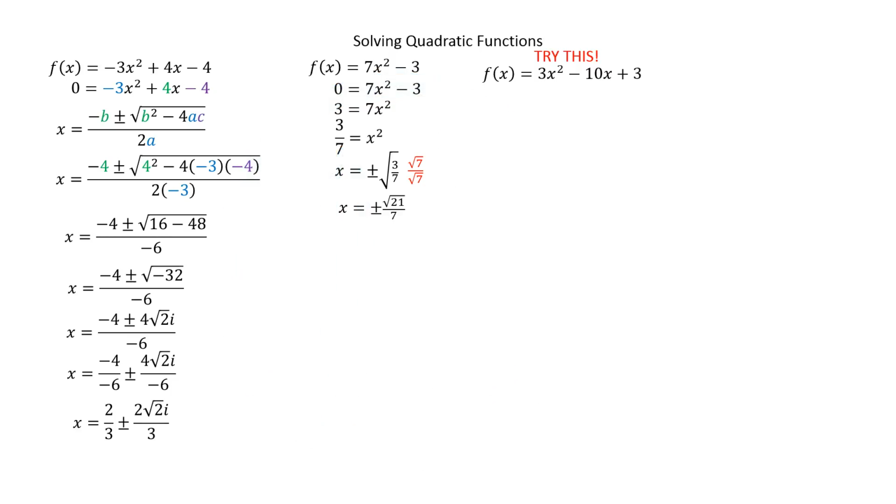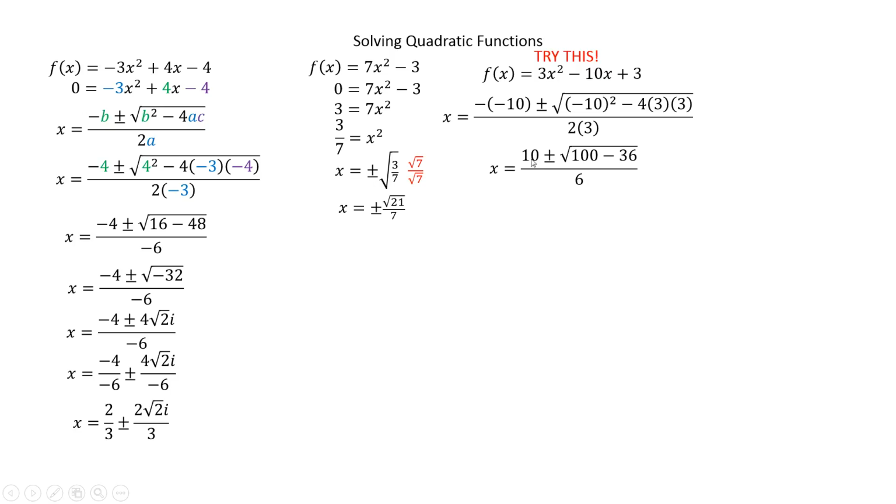So how was that? Well, the answers here didn't come out too bad, did they? So we'll see what it is. Plug it in. B is -10. A is 3. C is 3. So you get that. We can simplify. 10 plus or minus square root of 100 minus 36 over 6. 100 minus 36 is 64. Oh, the square root of 64 is 8. We could have done this by factoring, and I'll show you how to do that as soon as we're done with this one.